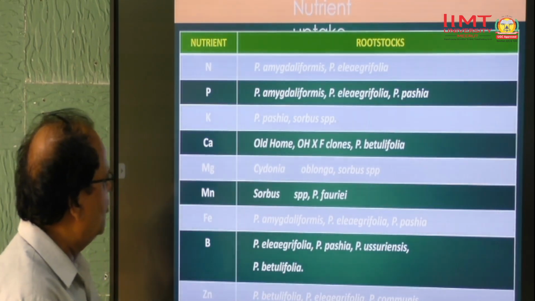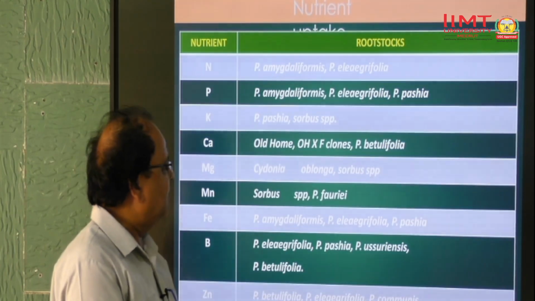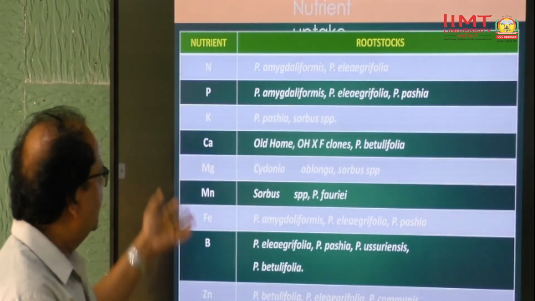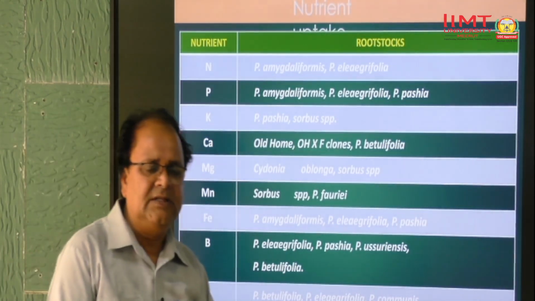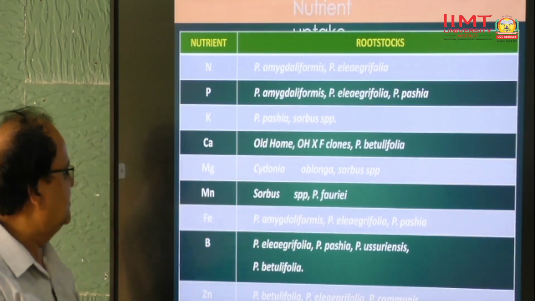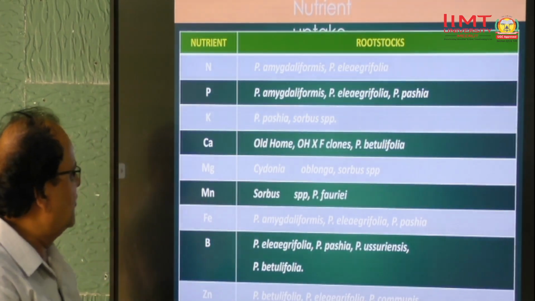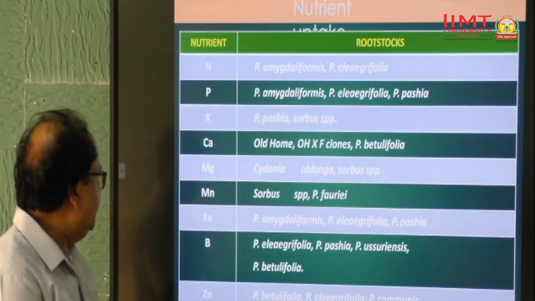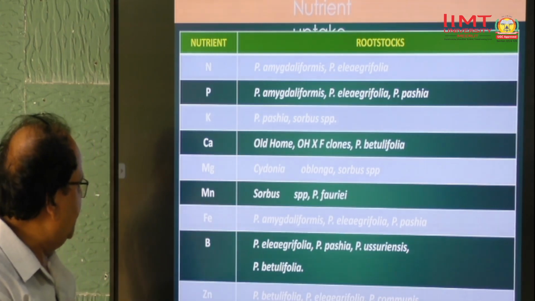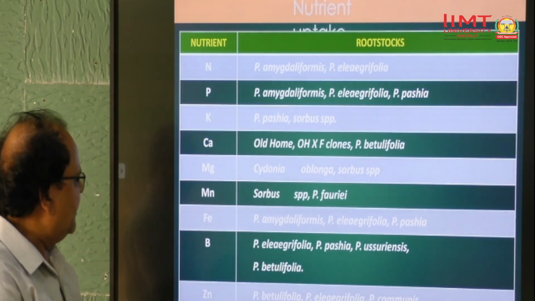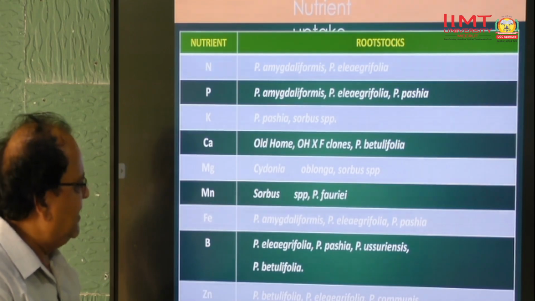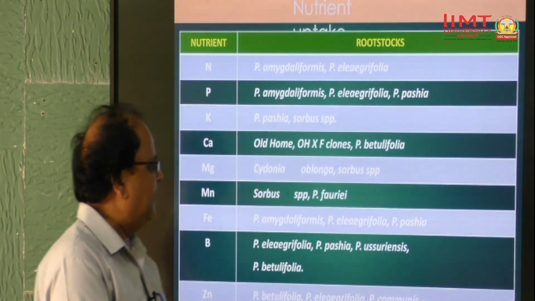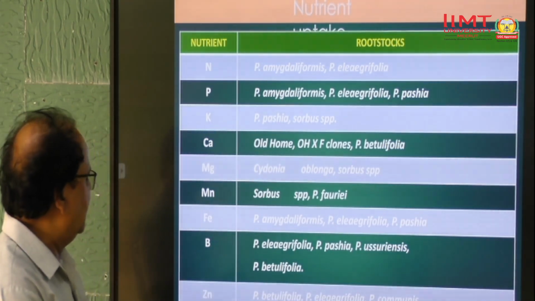For calcium, Old Home x Farmingdale (OH x F) clones and Pyrus betulifolia. For magnesium, Cydonia oblonga has to be used, and Sorbus is also used. For magnesium, Sorbus species and Pyrus ferox are used in magnesium uptake. For iron, Pyrus amygdaliformis, Pyrus illigerifolia and Pyrus persea have to be used for iron uptake.